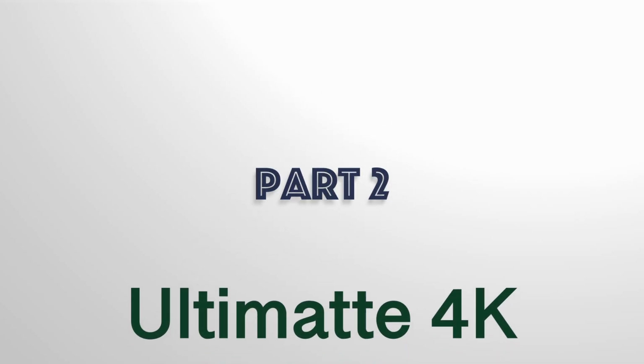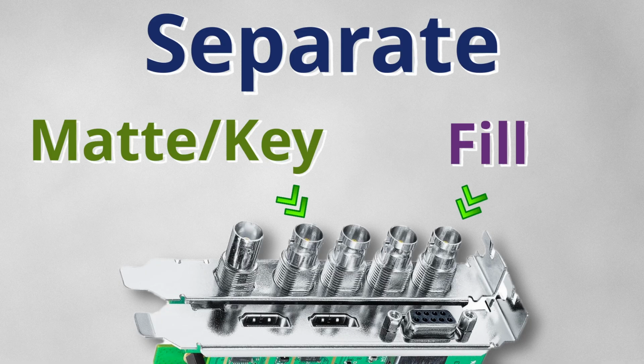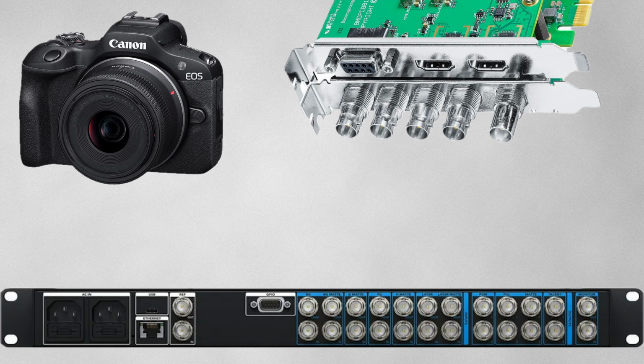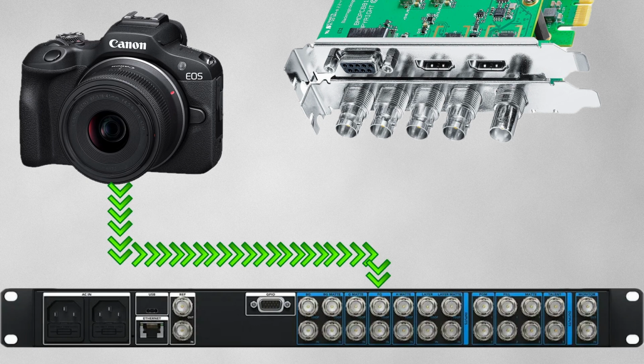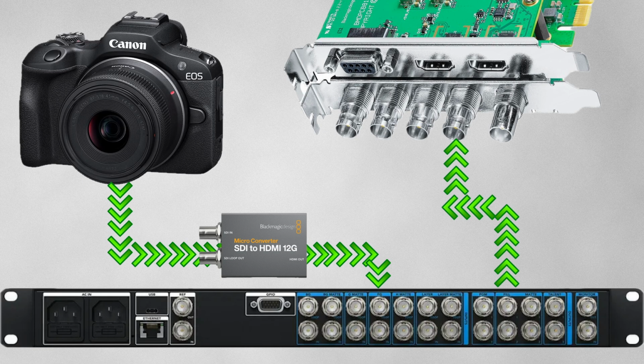Part 2, the Ultimatte 4K. The setup involves sending separate matte/key and fill signals to your capture card. If you don't know what that is, go back to part 1 of this video. So here, connect your camera to the FG or foreground input of the Ultimatte 4K or Ultimatte HD. If your camera is HDMI only, you'll need a converter like this one. Then connect the fill output of the Ultimatte to one of the ports on your capture card. Next, connect the matte output of the Ultimatte to another port on your capture card.